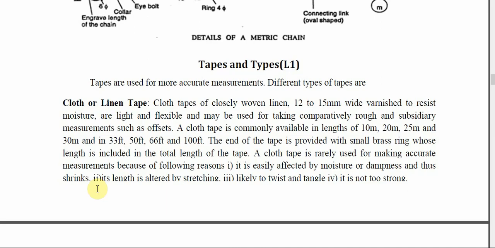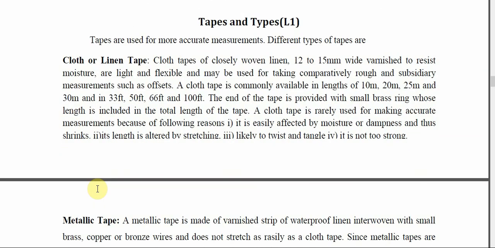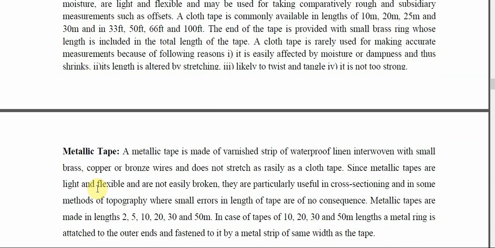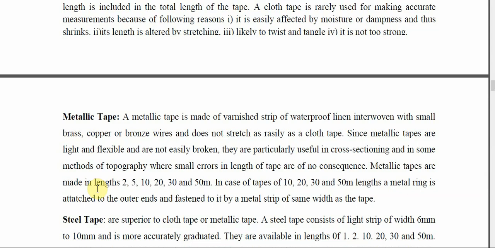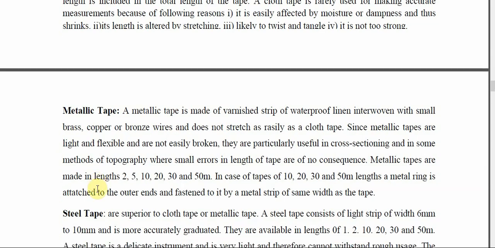Now, cloth tape is only used for rough measurements. It is not used for making accurate measurements because it can be easily affected by moisture or dampness, and the cloth will shrink. Its length is altered by stretching, as the cloth tape is flexible. If you stretch it too much, its length will be altered, and it is likely to get twisted and tangled, and it may get torn apart because it is not strong.